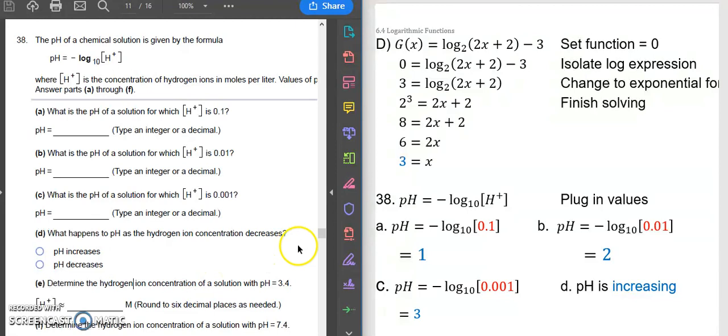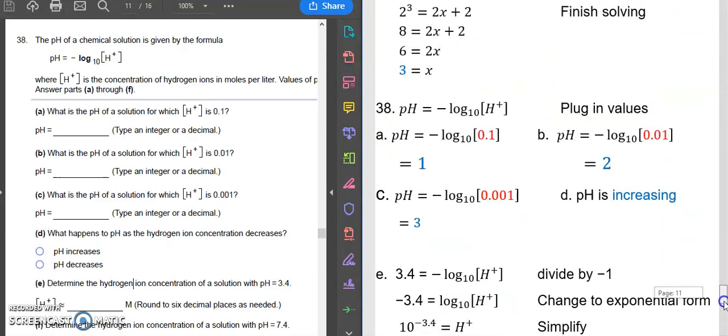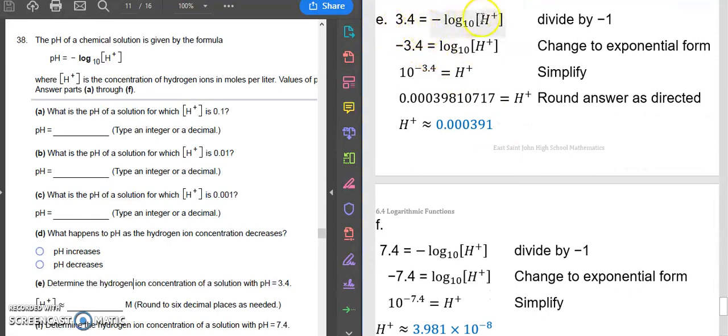Now, for part E, it's saying determine the hydrogen ion concentration that has a pH of 3.4. So this time we're plugging in 3.4 for pH, and then we're solving for the hydrogen ion. So in order to solve it, we need our logarithmic expression to be isolated first. We'll divide everything by -1. We'll have -3.4 equals log base 10 of the hydrogen ion, and we're going to change that to the exponential form. So we'll have 10 raised to the -3.4 equals the value we're looking for. We simplify that, 10 raised to the -3.4, we get this long decimal, and it tells us to round it, so we round it as we're directed, and this is what our final answer is.